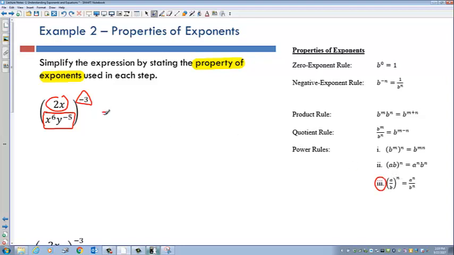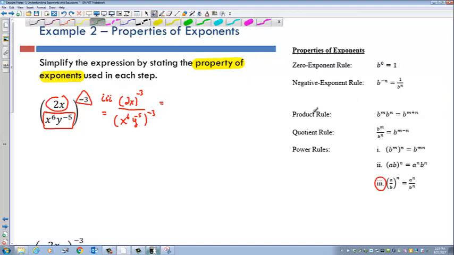So by that power rule part 3, we can rewrite this as the top to the nth power divided by the bottom to the nth power. In this case, the nth power is -3, so you can rewrite this as 2 to the x to the -3 divided by x to the 6 y to the -5, all raised to the -3. And then we look at this and think, is there a rule over here that we can use that matches up with this?